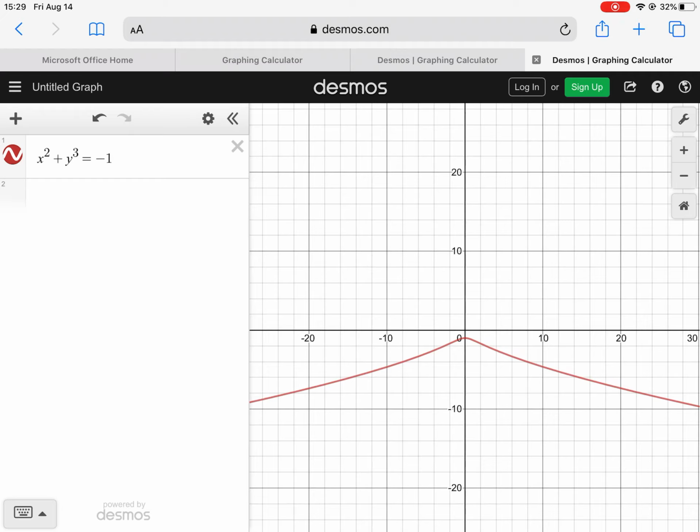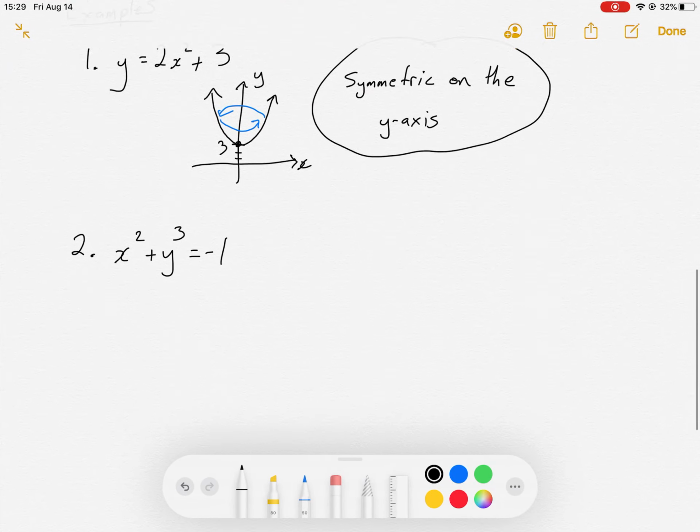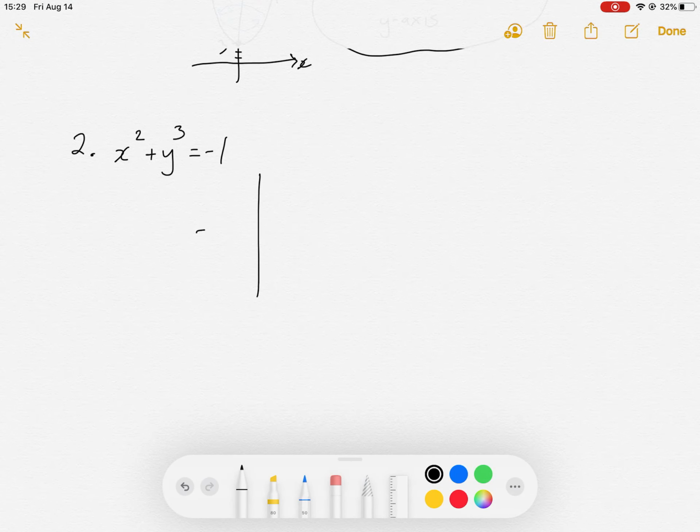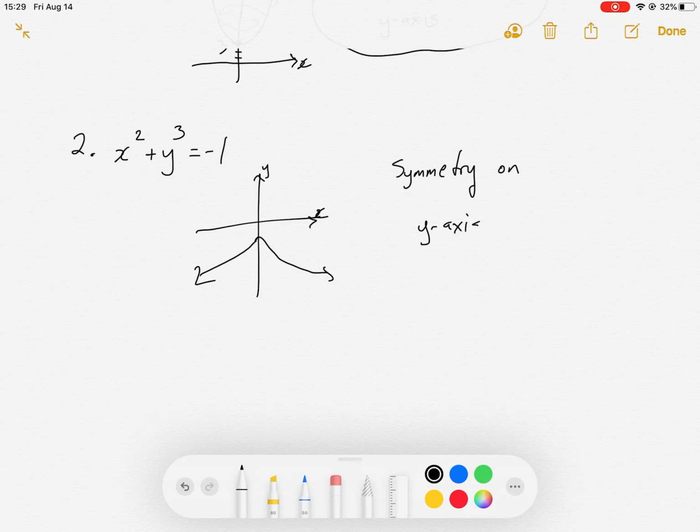So in this case, the graph looks to me like it has some symmetry around the y-axis again. So we're going to go ahead and say I think it kind of looked like that. And so this is again symmetry on the y-axis. Okay, so now you kind of are getting the hang of things.